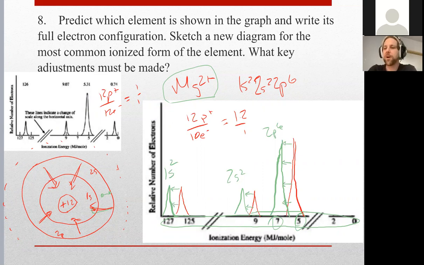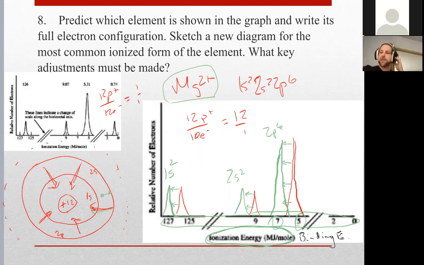I threw out a word called binding energy. Binding energy and ionization energy represent pretty much the same thing. Binding energy is the energy required to remove the electron. And then that corresponds to ionization energy.